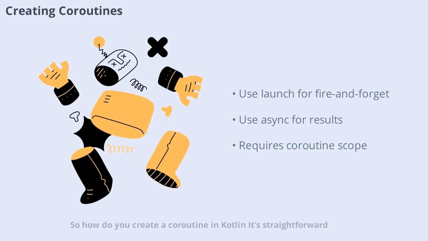So how do you create a coroutine in Kotlin? It's straightforward. You use coroutine builders like launch or async. The launch builder is used for fire and forget tasks where you don't need a result. The async builder is used when you want to return a result from your coroutine. Both builders require a coroutine scope, which defines where and how the coroutine will run. This makes it easy to manage the lifecycle of your asynchronous tasks.